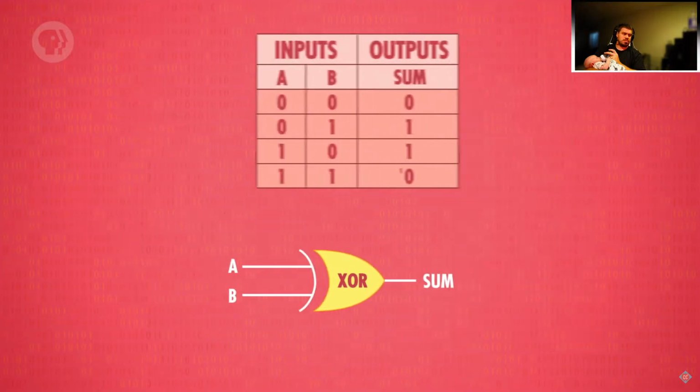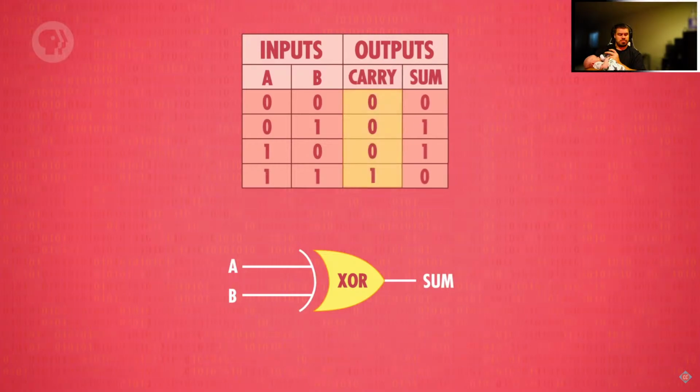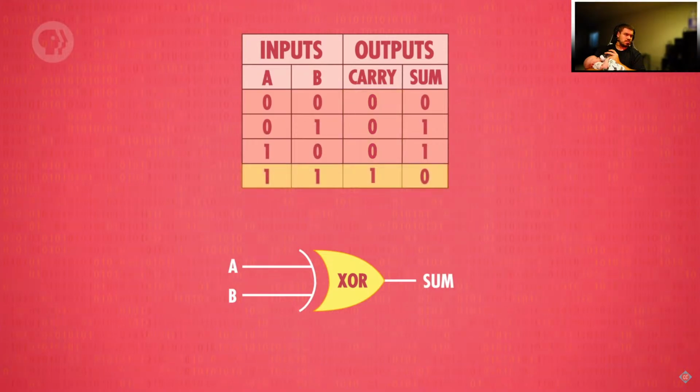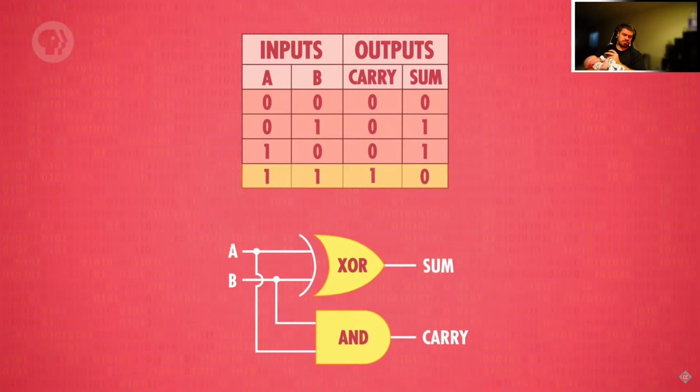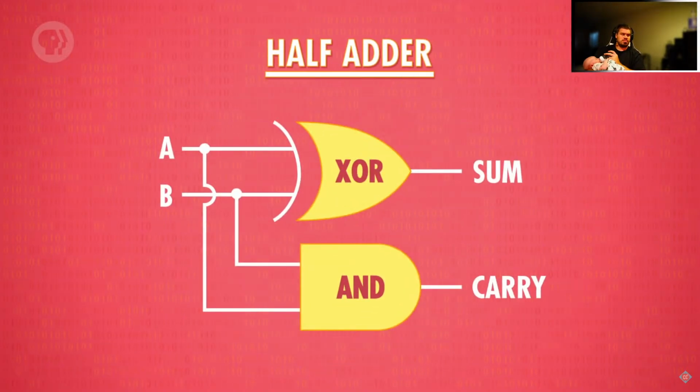Now, the output of our XOR gate is partially correct. 1 plus 1 outputs 0, but we need an extra output wire for that carry bit. The carry bit is only true when the inputs are 1 and 1, because that's the only time when the result is bigger than 1 bit can store. And conveniently, we have a gate for that, an AND gate, which is only true when both inputs are true. So we'll add that to our circuit too. And that's it. This circuit is called a half adder. It's not that complicated, just 2 logic gates.